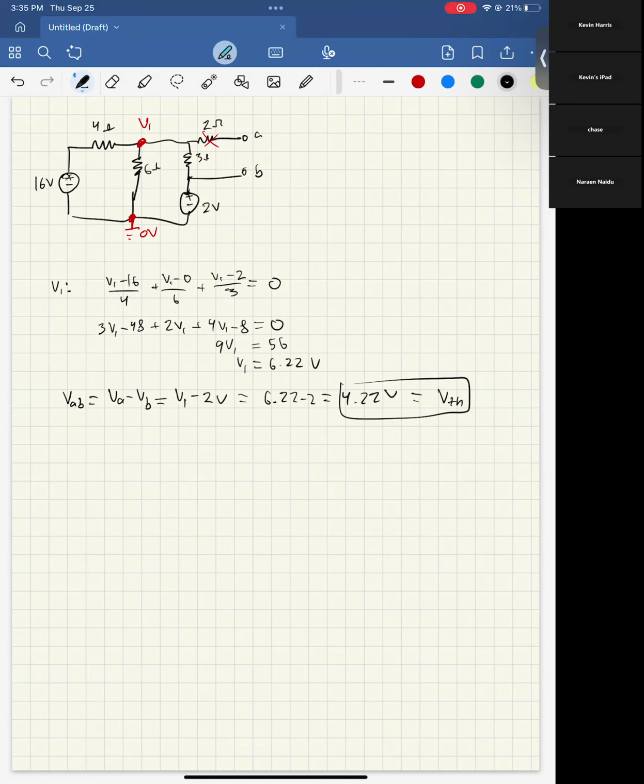Next up, we got to do our resistance. And now we do have to care about that resistor on the branch there. And again, this is where you have to really think about, okay, this is from the perspective of A and B. So we're looking at, okay, if I were to send current in through A, where could it go to get back to B?